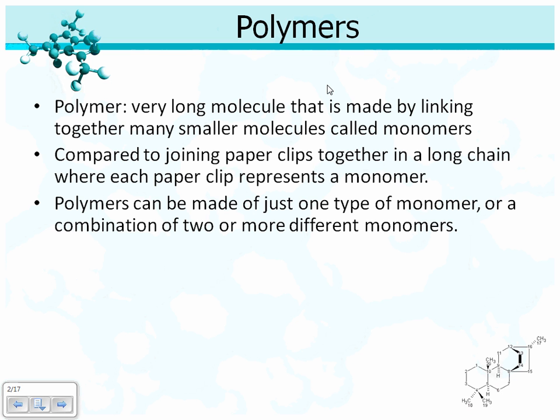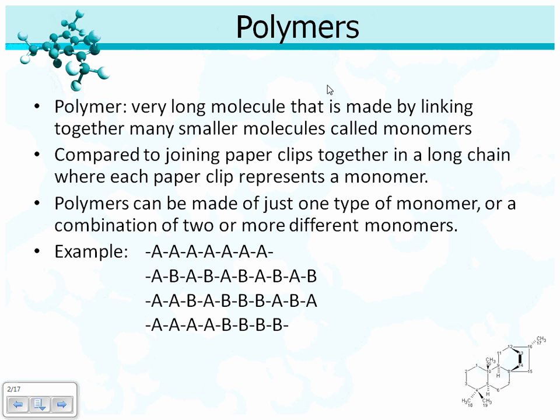Polymers can be made of just one type of monomer or a combination of two or more different monomers. So here are some examples. In the first example with all the A's, we've got just one type of monomer repeating over and over again. In the second, third, and fourth examples, we've got two different monomers. We call them A and B, and they're repeating in different patterns.